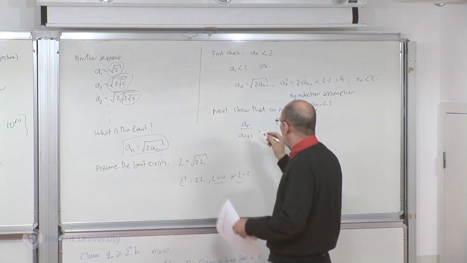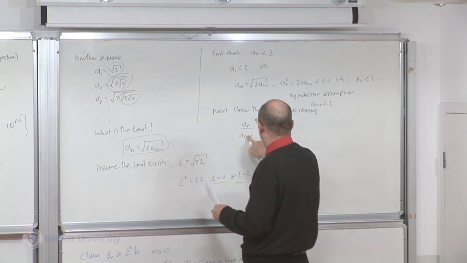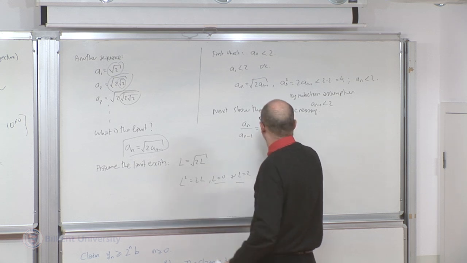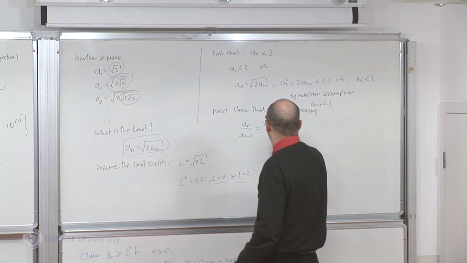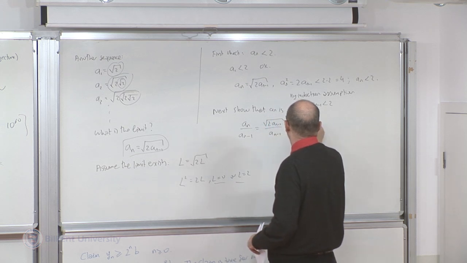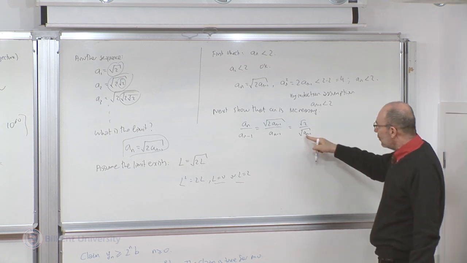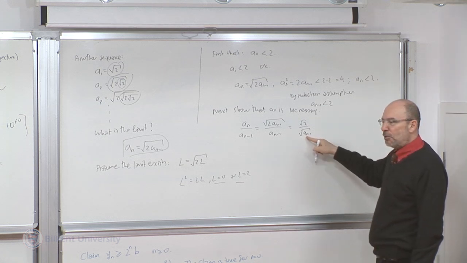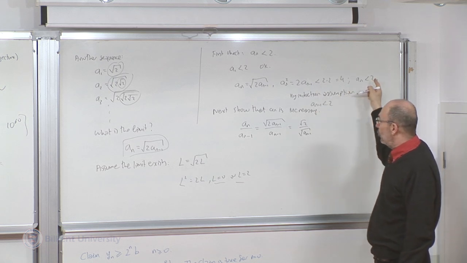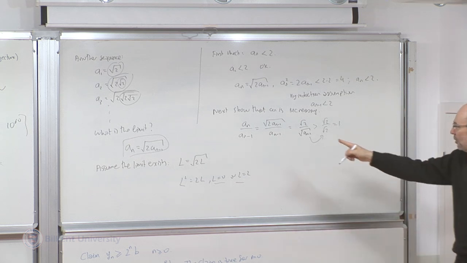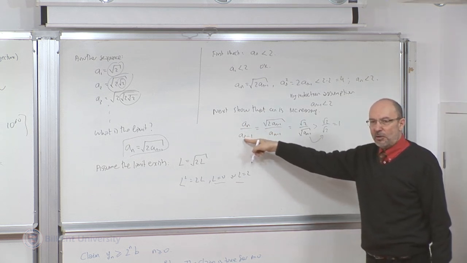Okay, so a_n is the square root of 2a_(n-1), no, I'll do it this way. a_n is the square root of 2a_(n-1), and here I have a_(n-1). So this is square root 2 over the square root of a_(n-1). The square root of a_(n-1) is strictly less than the square root of 2. Therefore, this is strictly larger than the square root of 2, so this one, which is 1. So this tells me that a_n is always larger than a_(n-1).